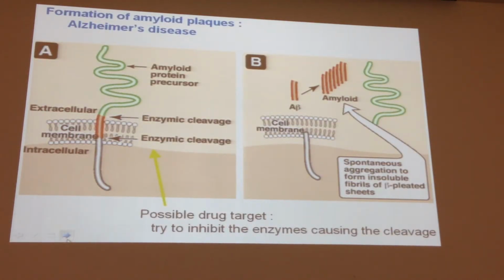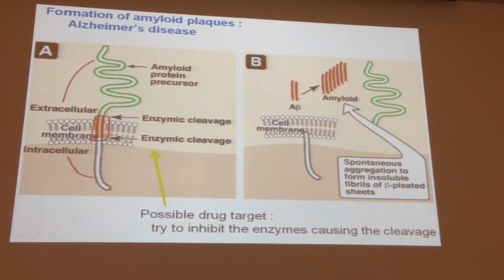Now there is in the outer membrane of our nerve cells a protein which crosses the membrane. It has a segment on the outside and a segment on the inside, and then a nonpolar segment that goes through the lipid bilayer. And this is called the amyloid protein precursor, the precursor to the amyloid deposits. We have enzymes in our cells that sometimes will cut this protein into pieces.